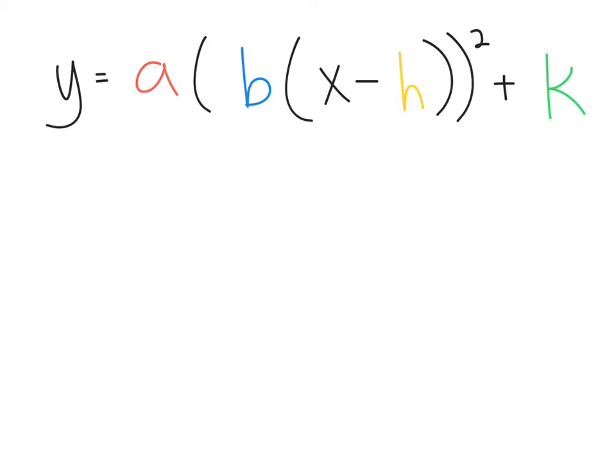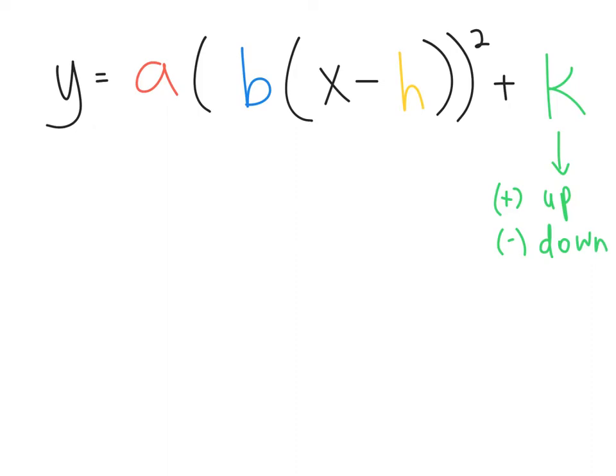Let's start with something vertical, like the letter K at the very end. I think it's the easiest thing to identify because it's on the outside at the very end and it tells the truth. So if it's on the outside, we mentioned that it was a vertical shift. K could be positive or negative. If it's positive, then the parabola will move up. And if it's negative, the parabola will shift down.